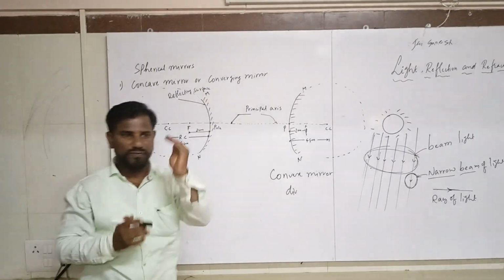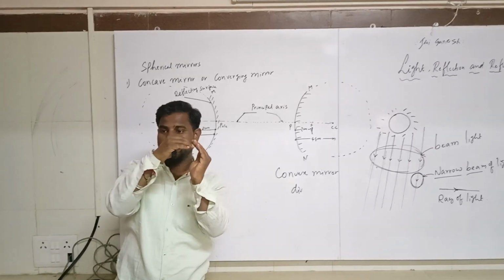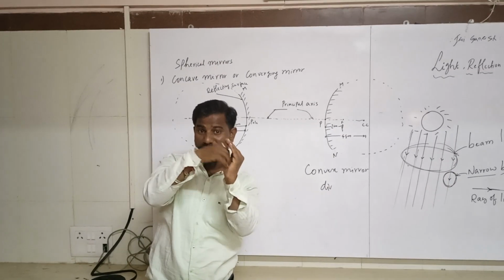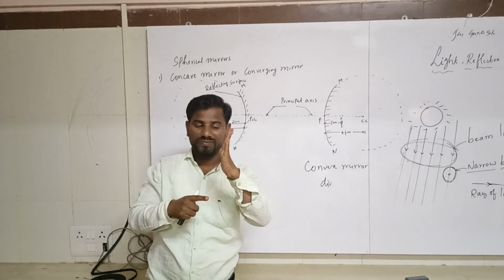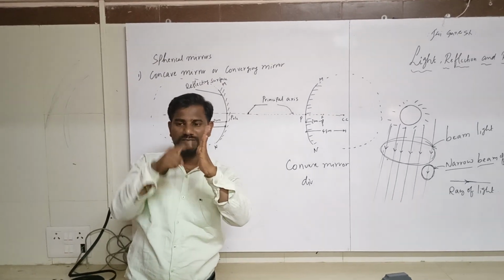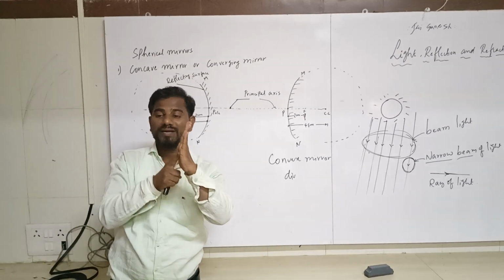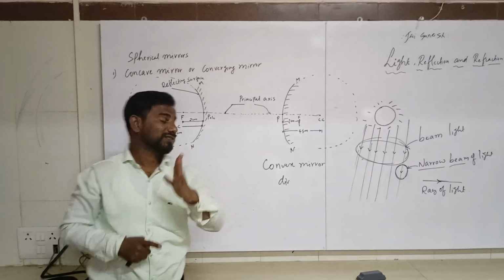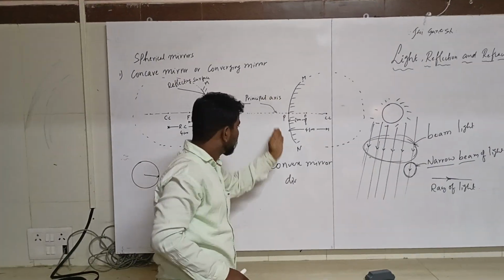We know that a cave, where earlier our ancestors stayed, is a curved thing inward. That's why it is called concave. If the portion is bulged, the bulged portion is called convex. The mirror has a smooth surface. Just see, this is our concave mirror, and this is our convex mirror.